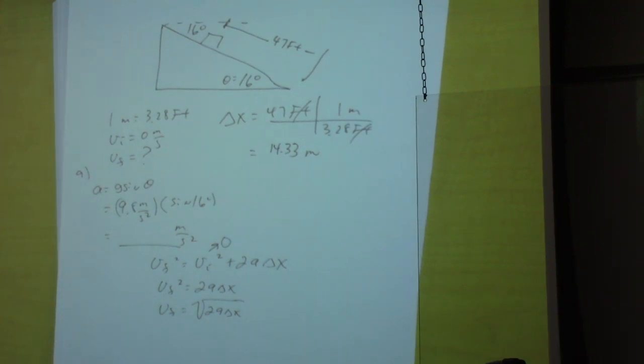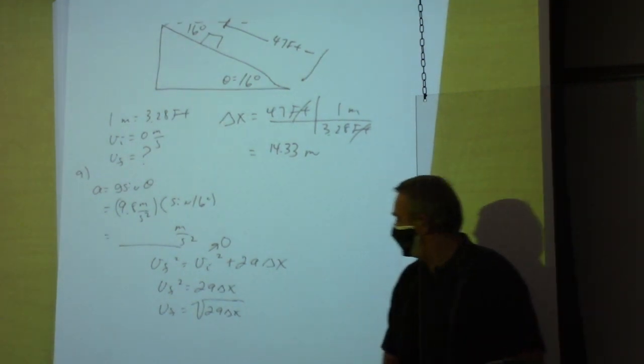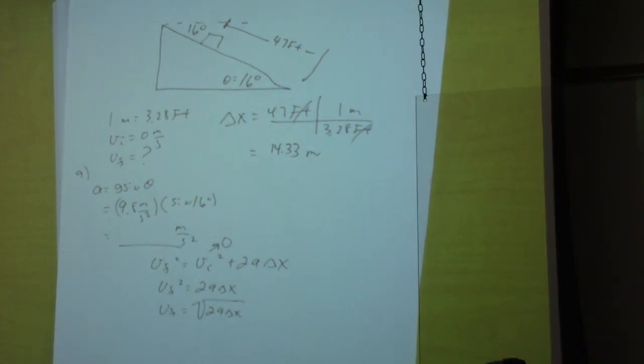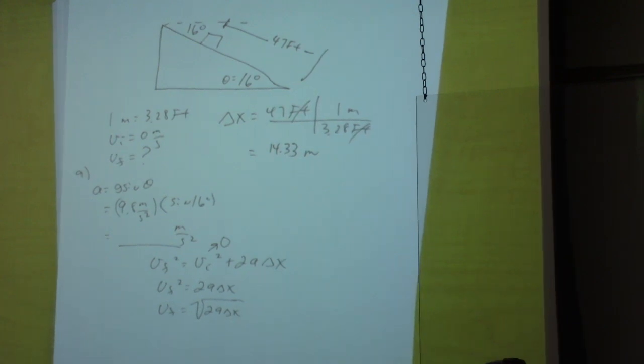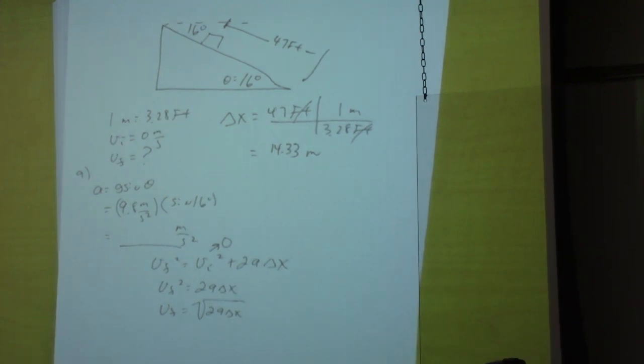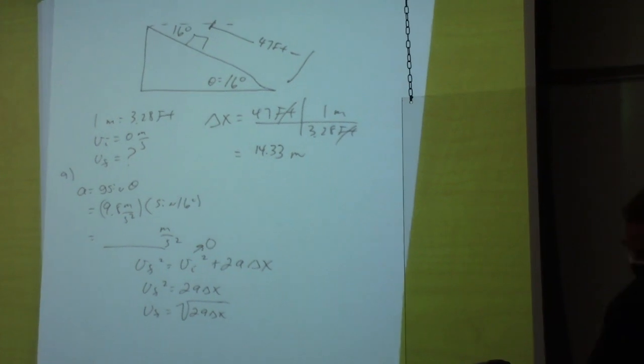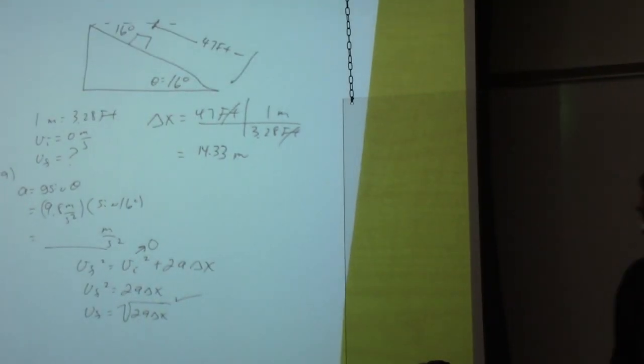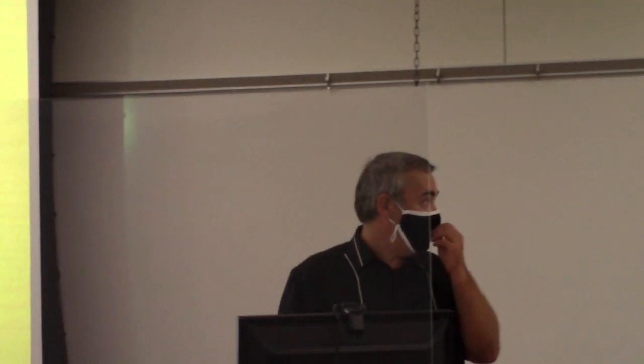So as far as units go again, the acceleration is going to be meters per second squared times meters. So then we have meters squared over seconds squared, but then we're taking the square root of that, so we get meters per second. So I'll just put a check mark there. I'll leave it to you to finish that up, but that's the way to do it.